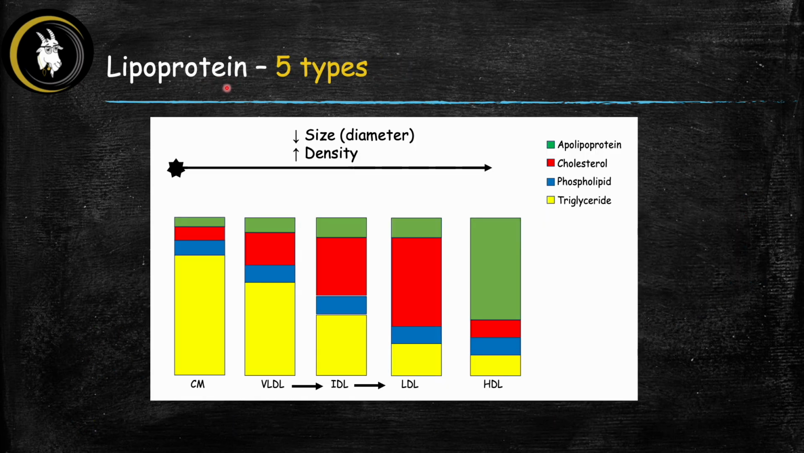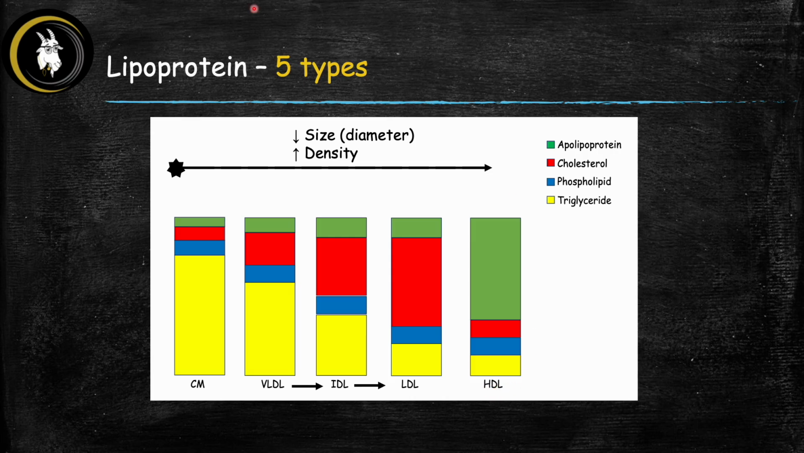All right, so there are actually five different types of lipoproteins. We have chylomicrons, very low density lipoproteins, intermediate density lipoproteins, low density lipoproteins, and finally high density lipoproteins. As you go from left to right, from chylomicrons towards HDL, they become smaller in size and more dense. That means chylomicrons and VLDL are the biggest ones and have the lowest density, and HDL is the smallest in size and has the highest density, and that's why it's called high density lipoprotein.